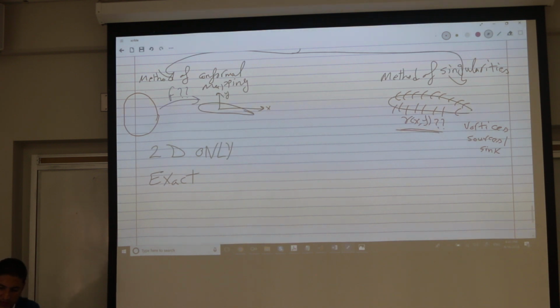Obviously, this is applicable to 3D because you can also replace your wings. So this is finite wings, that's fine. Actually, the lifting line theory is like this. Finite wing, sometimes even fuselage.